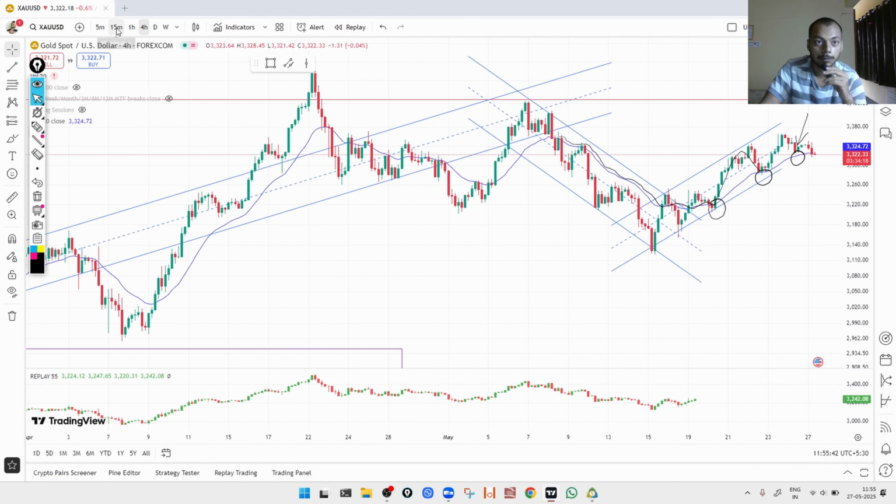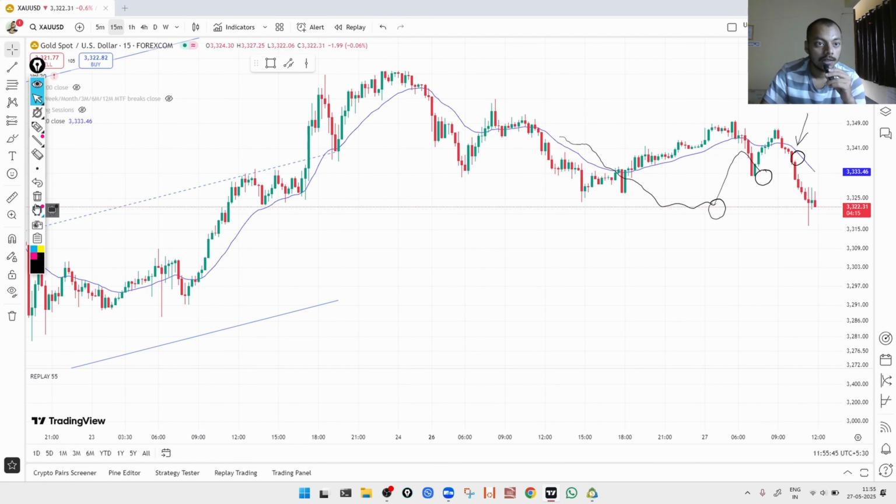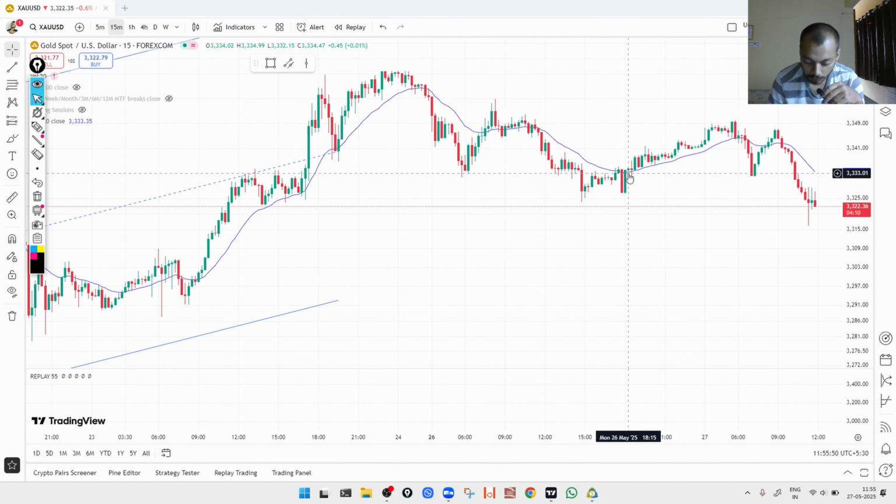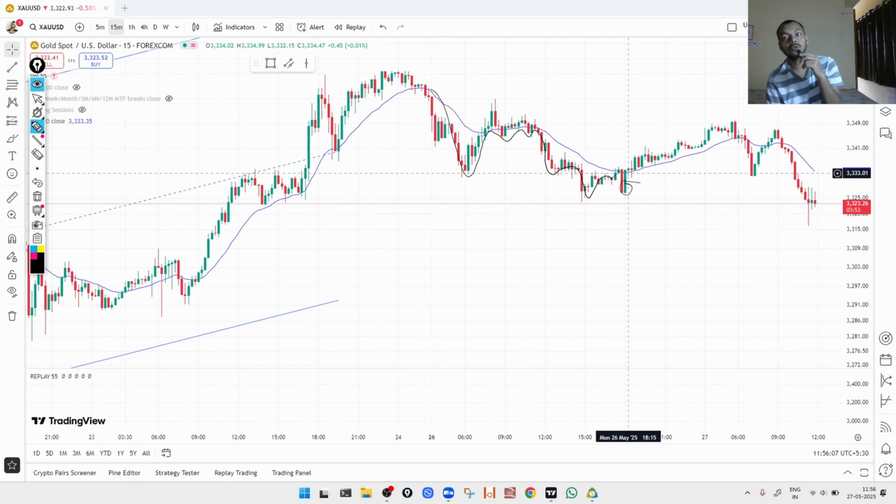Now let me move on to the 15-minute chart. Let's remove all the drawings. So here, though on the 15-minute chart we can see that price is below the moving average, however, it is now coming closer to the moving average, and at this point I entered long here, thinking that on the 4-hour chart it is taking support on the moving average, and so it will take support there today also, this time also. So I went long here.